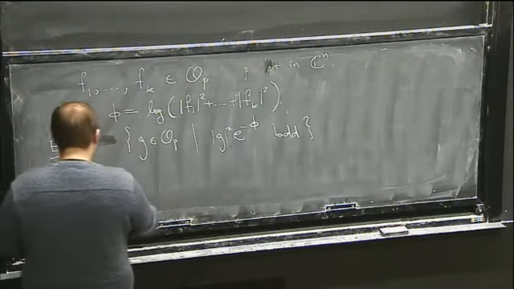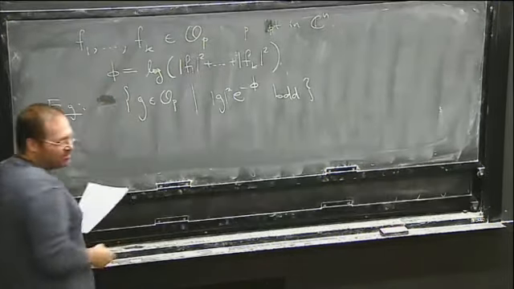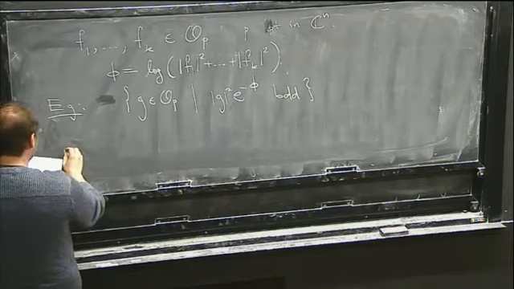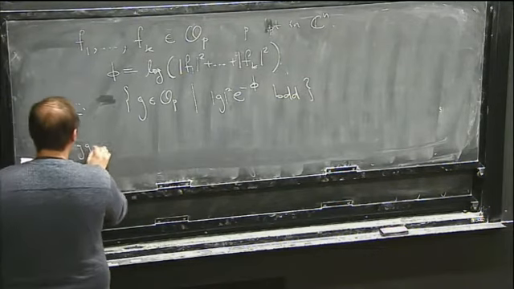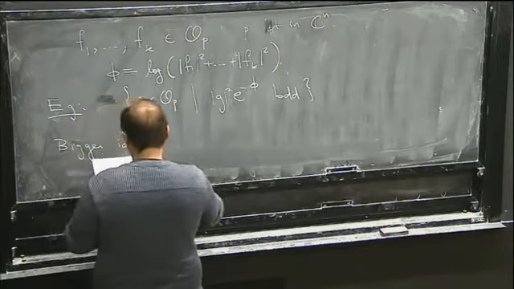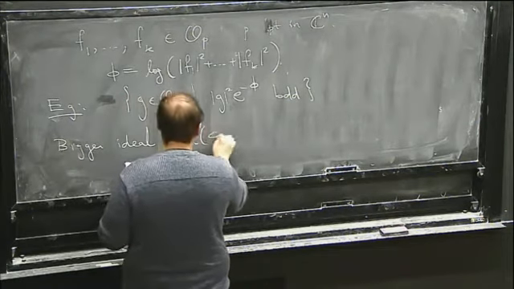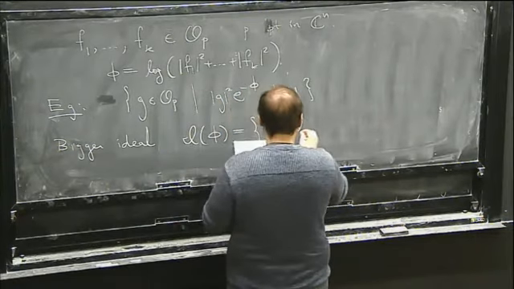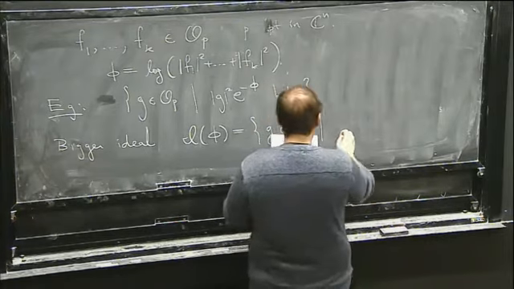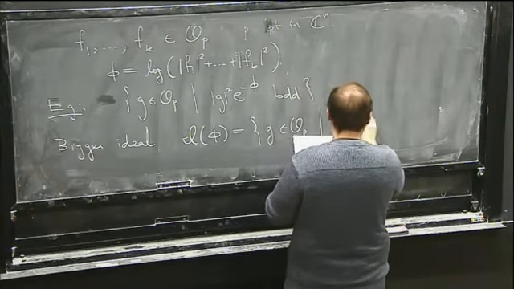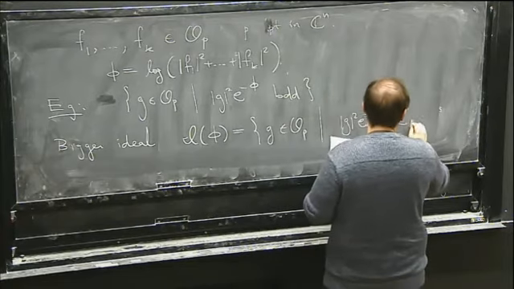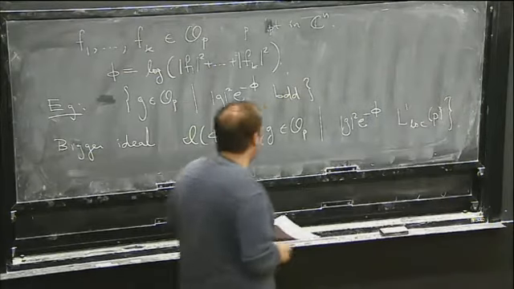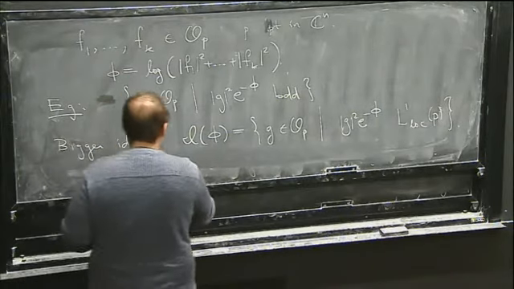So we can finally define the multiplier ideal. A bigger ideal is this one, I(phi). This is going to be the set of all g so that, well, you relax a little bit the condition of being bounded, and make this locally integrable. So this is called a multiplier ideal.